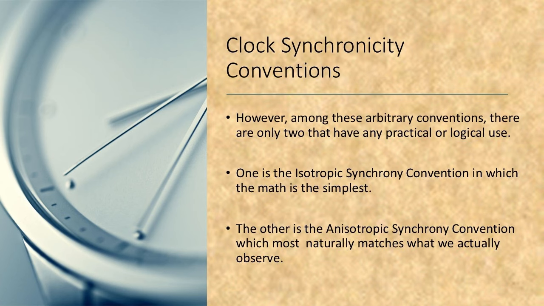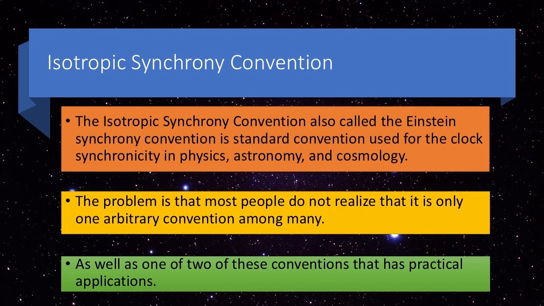One is the Isotropic Synchrony Convention, in which the math is the simplest. The other is the Anisotropic Synchrony Convention, which most naturally matches what we actually observe. The Isotropic Synchrony Convention, also called the Einstein Synchrony Convention, is the standard convention used for clock synchronicity in physics, astronomy, and cosmology. The problem is that most people do not realize that it is only one arbitrary convention among many, as well as one of two of these conventions that has practical applications.